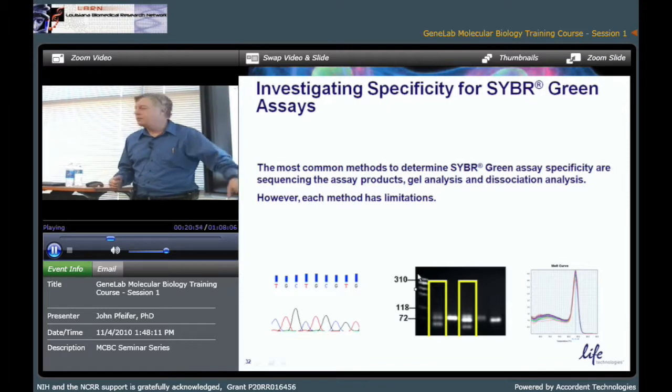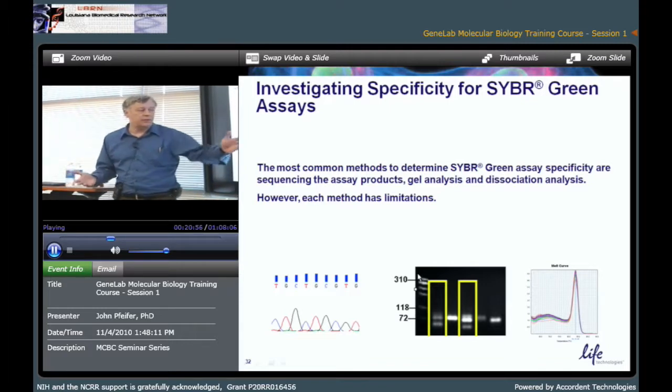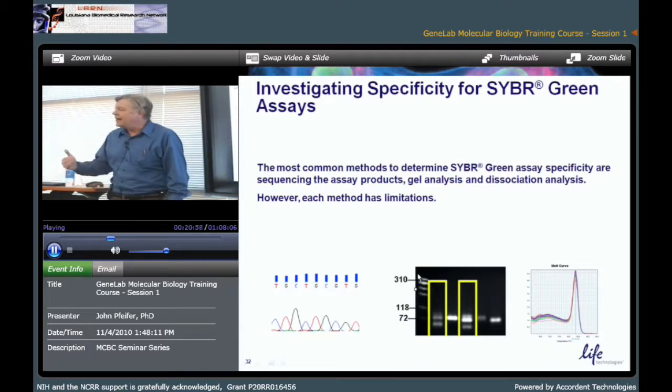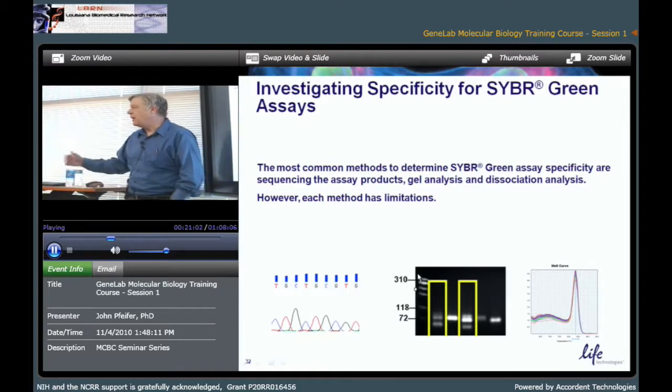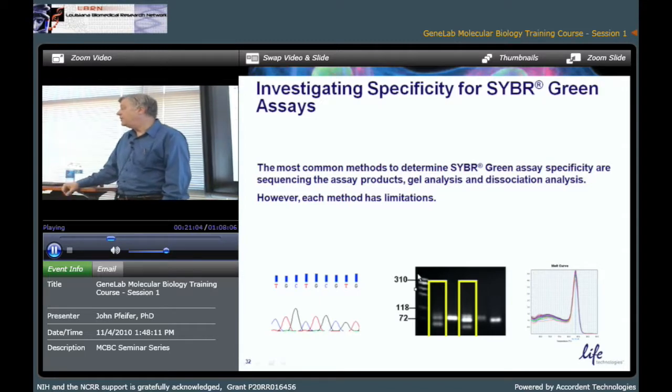Some people run gels, a helpful thing to do. Sequencing is helpful, gels are helpful, but again, not absolutely conclusive. For example, if you were amplifying a homolog, there's a good chance it might have a similar molecular weight to the target. It may co-migrate on your typical ethidium bromide stained agarose gel. It definitely has been known to happen. But certainly the most common thing that researchers do is what's called a melt analysis.